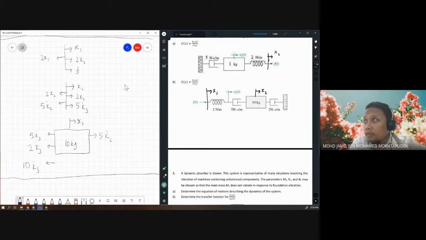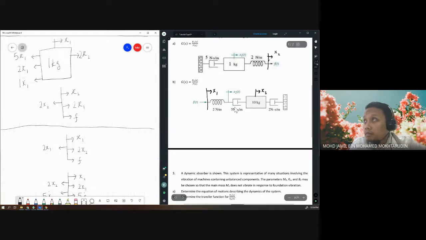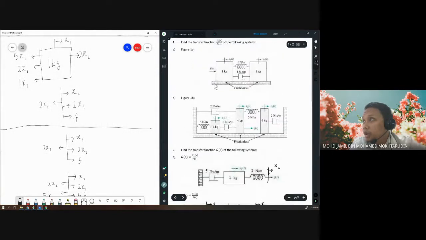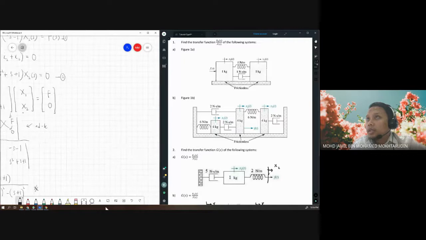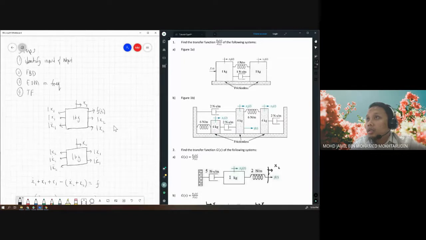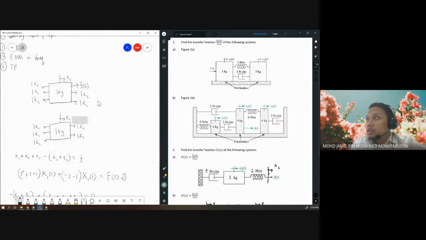Okay, if you have friction, like for example question 1, then you treat it as a force that tries to resist motion. Okay, so let's say we look at figure 1A, this one. So let's say you have a friction here. Let's say it is drawn like this.